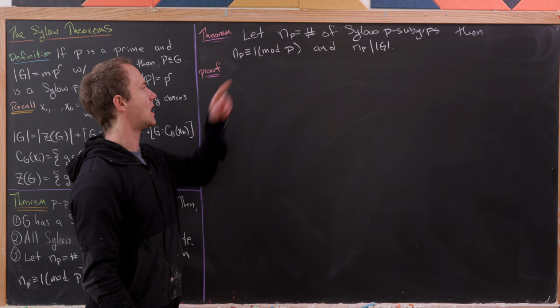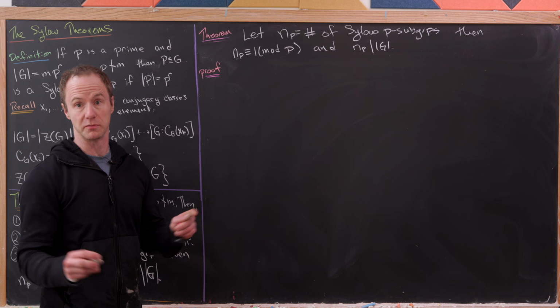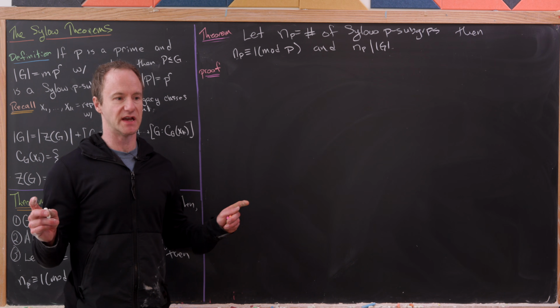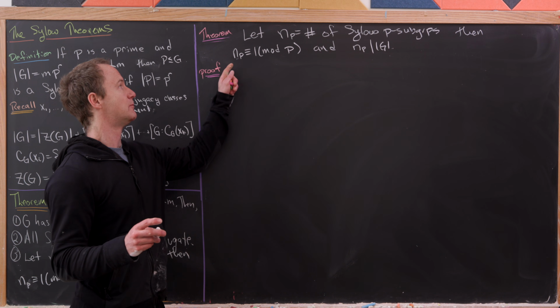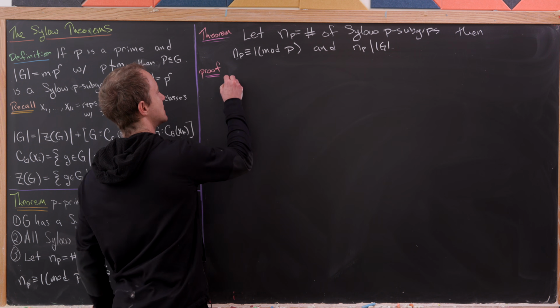Then n_p is congruent to 1 mod p, and n_p divides the order of the group. So if you've got groups of certain orders, this really restricts the possibilities for n_p, as we'll see when we look at applications. Okay, so let's see how this proof goes.